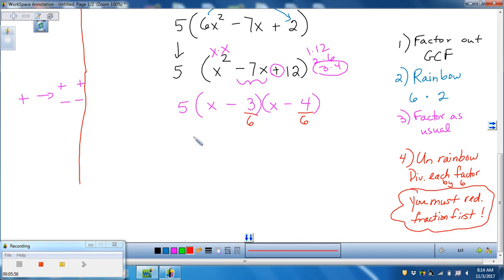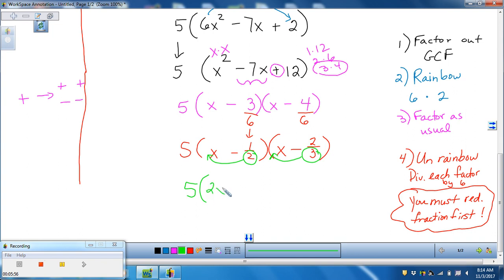So 3 over 6 reduces to 1/2. 4 over 6 reduces to 2/3. Now that I've reduced it, now I can take the bottom number and move it in front of the x. So I'm going to take my denominator and move it in front of the x so that I've finalized my factoring. So I have 5, don't forget the 5 that we took out at the beginning, or GCF, times 2x minus 1 times 3x minus 2.